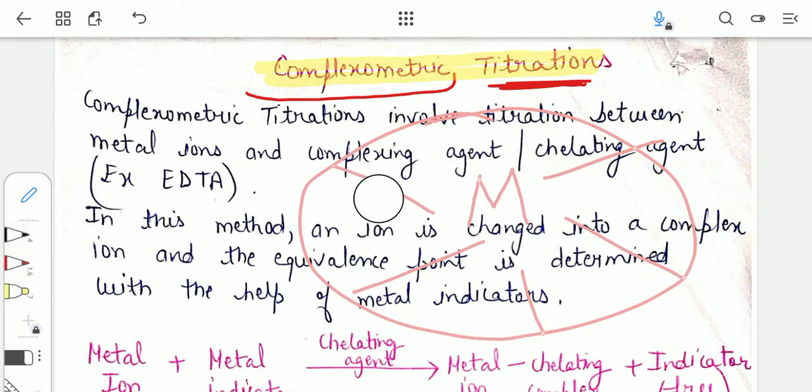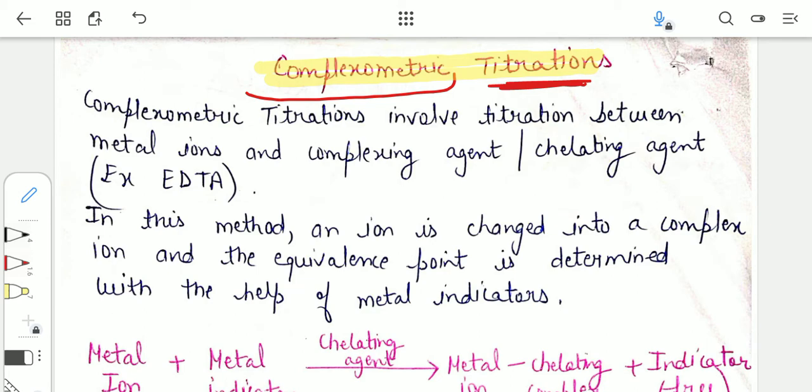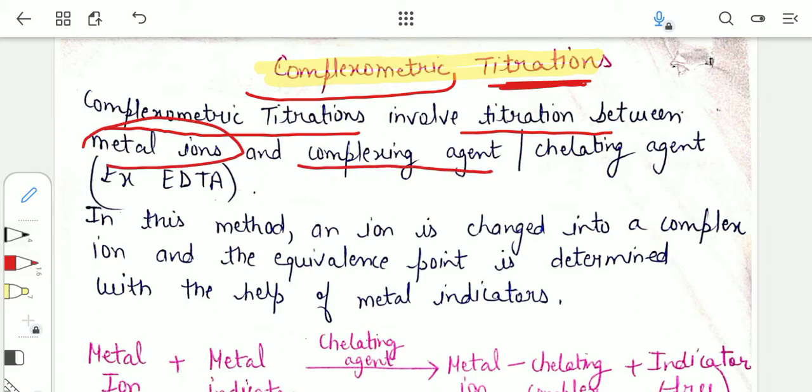Now let us talk about the complexometric titrations. Complexometric titrations involve the titration between metal ions and a complexing agent or a chelating agent, for example EDTA. This is just the basic of it, that here a metal ion will react with our complexing agent. Now let us see the principle of this titration in order to understand better what is happening.